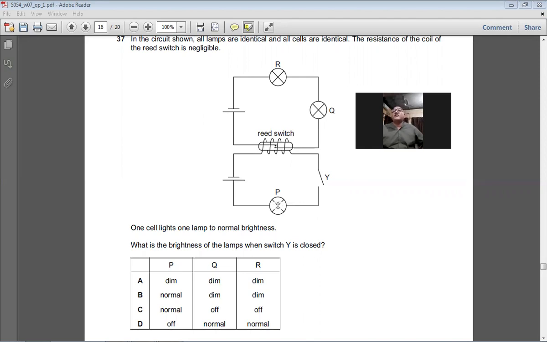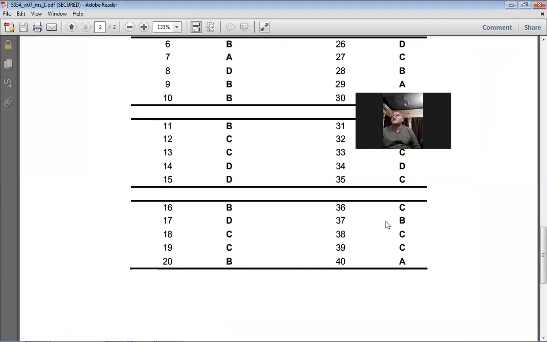So in this circuit, this cell is supplying electric energy to only one lamp. So P will be at normal brightness. Here, this cell is providing electric energy to these two lamps, which are connected in series with each other. So they both will be dim, because this one cell was good for one lamp only. Here you have connected two lamps, so they will be dim. So P will be at normal brightness, and R and Q will be dim. So I think B is the choice. Question number 37, I think B is the right choice. So let's check question number 37. B is the right option.